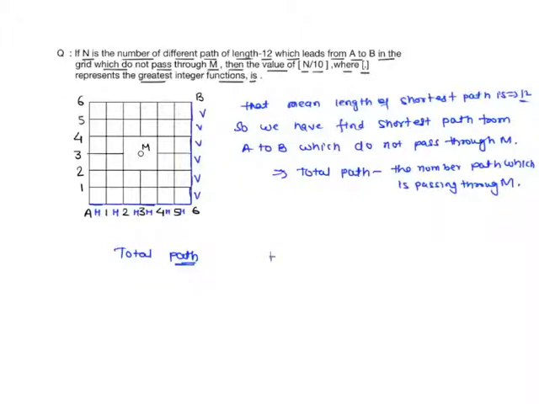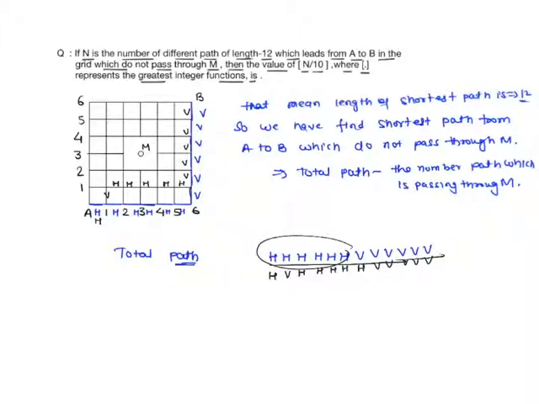In the second case, we'll go horizontal, then vertical, then horizontal, horizontal, horizontal, horizontal, horizontal, then vertical, vertical, vertical, vertical, vertical. So we can say this is nothing but what? Permutation of 6 H's and 6 V's.